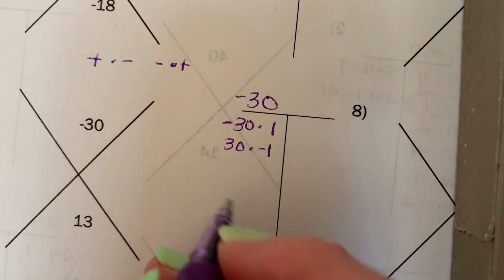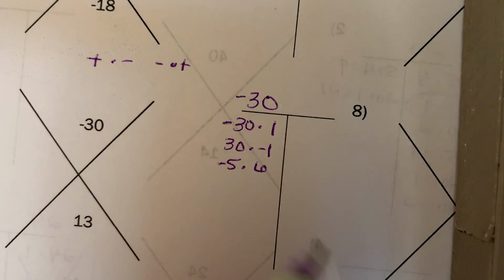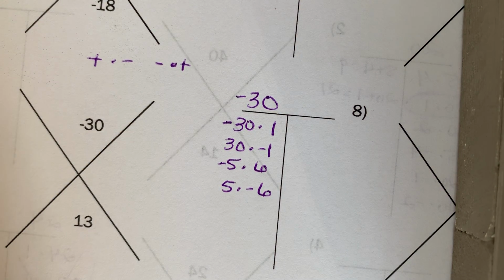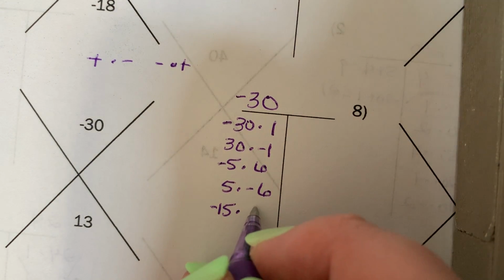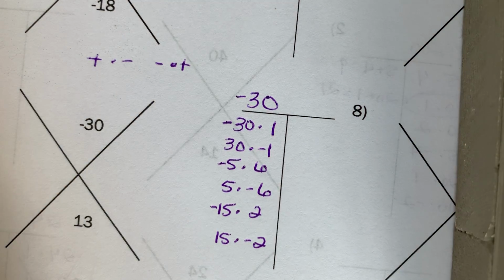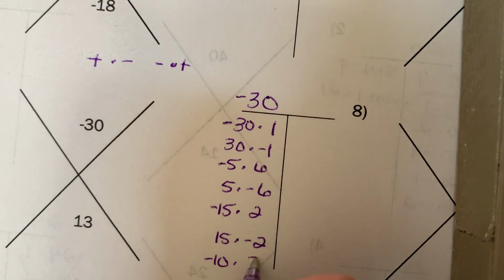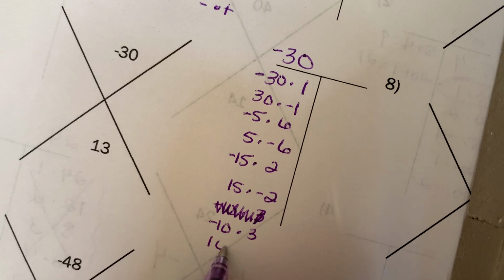How else can we get negative 30? By doing negative 5 times positive 6, or by doing positive 5 times negative 6. How else can we get negative 30? By doing negative 15 times positive 2, or by doing positive 15 times negative 2. We can also do it by getting negative 10 times 3, or positive 10 times negative 3.